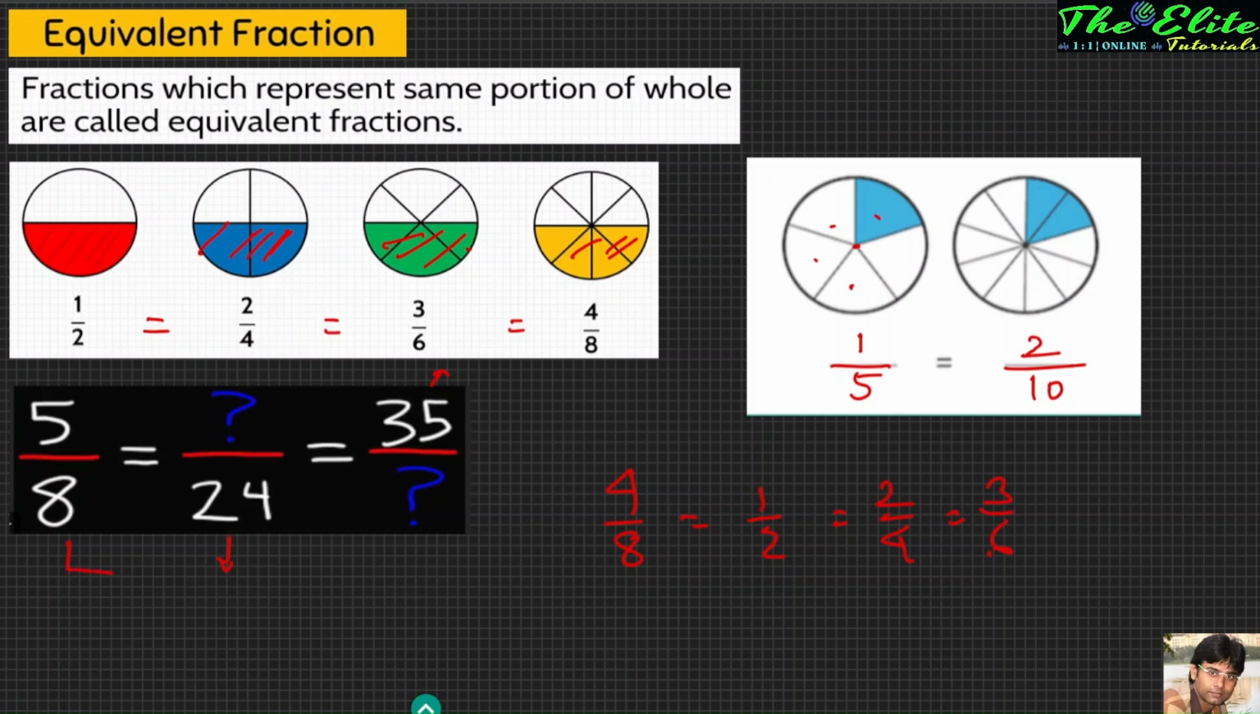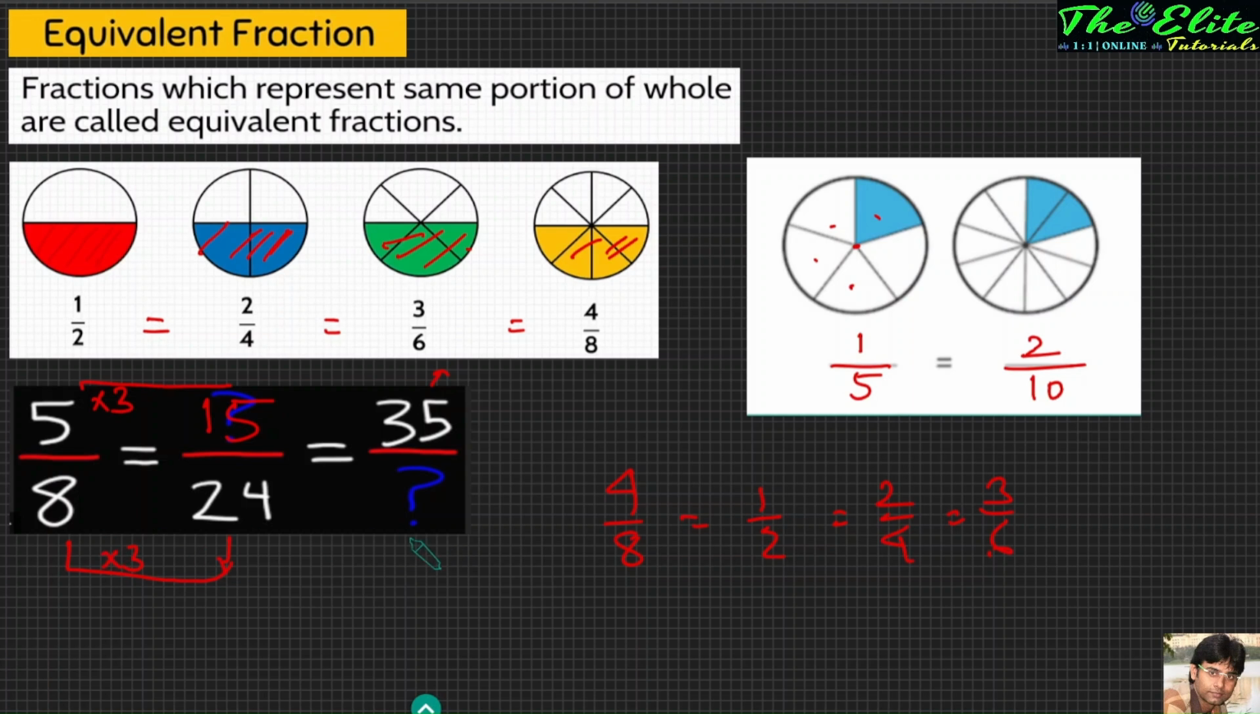Yes, we will see the ratio. Okay, that from 8 to 24, we got it by multiplying 3 to 8. So from 5 to this question mark number, if we have to find, we will do the same as we have done in the denominator, that we will multiply 5 by 3 to get this number. So here we are going to get 15.